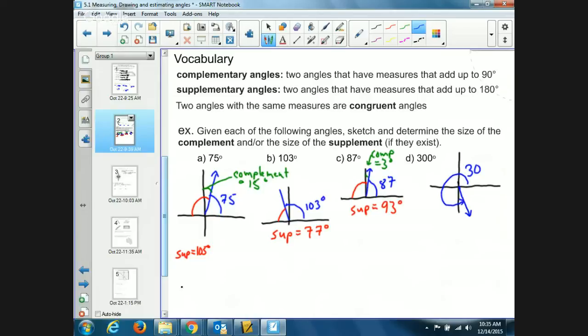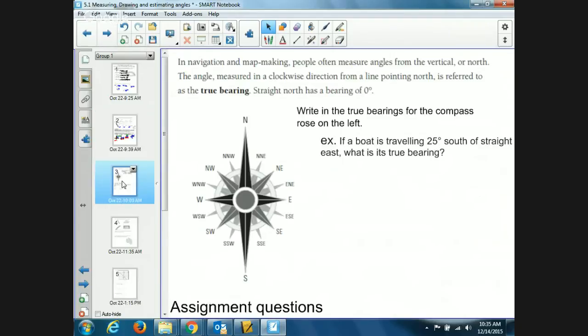That's 300 degrees. Since it exceeds both 90 degrees and 180 degrees, there's no such thing as a supplement or complement for that one. Okay. Last thing on this is a little problem solving thing here.